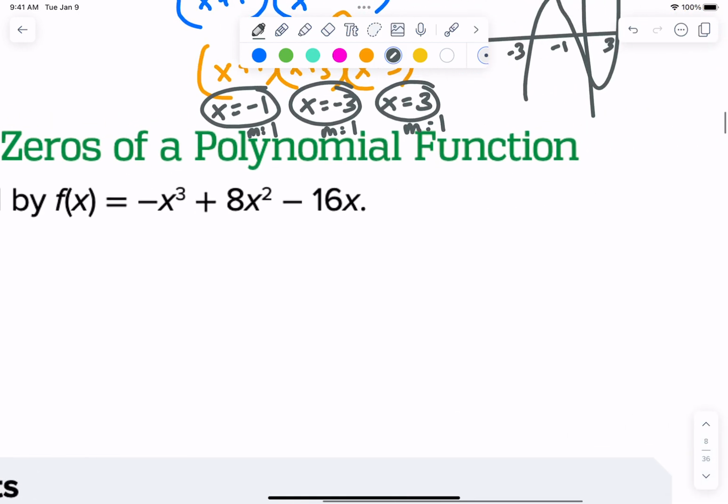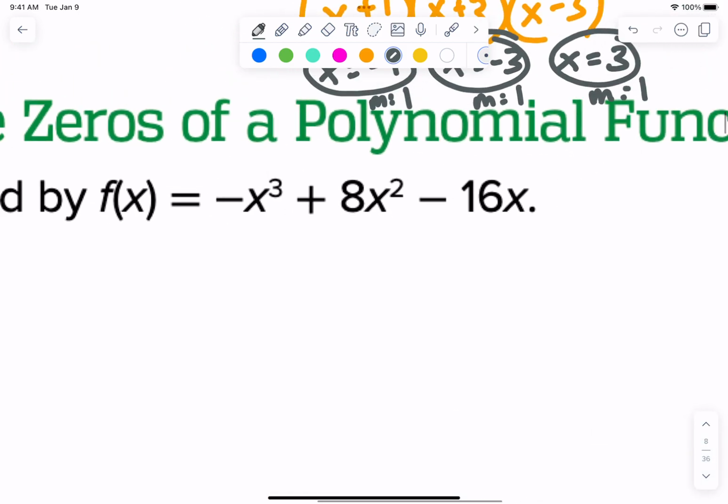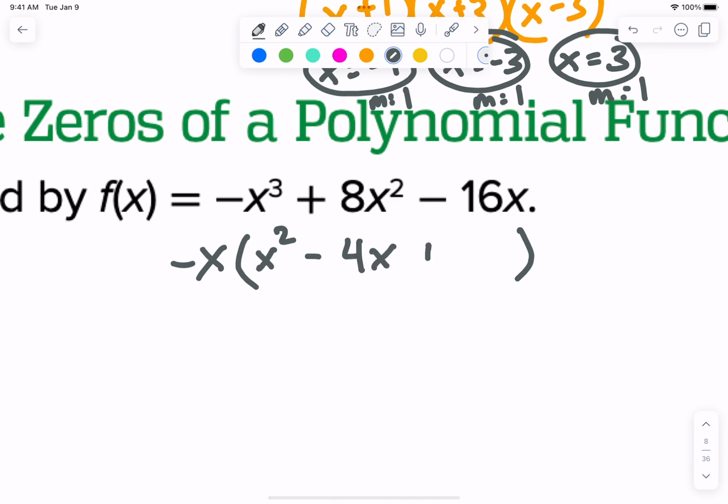Determine the zeros of this polynomial function. Let's break them down. What shall we do? Take out an x. I'm going to take out a negative x, because I want that one to be positive. So let's do that. Negative x. Left is x squared. Then what? Minus 4x plus 16. Now, what is this thing right here?